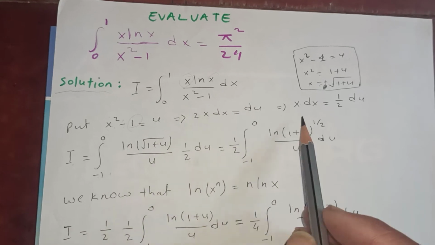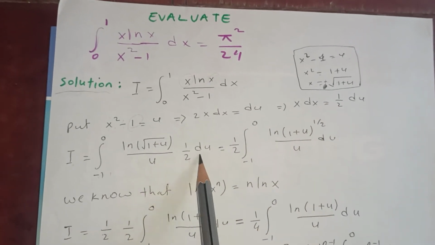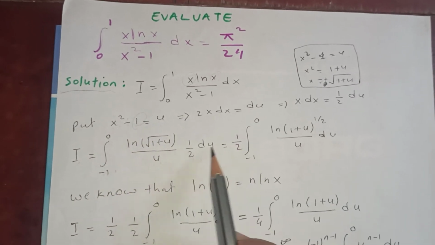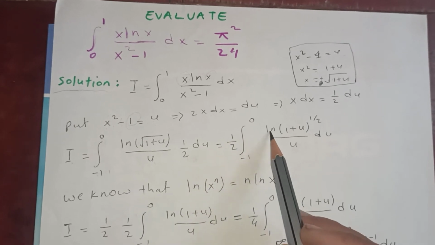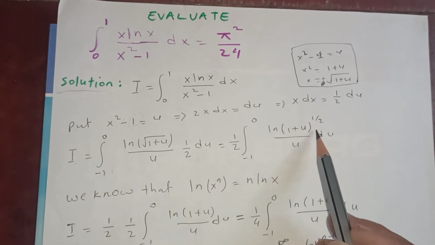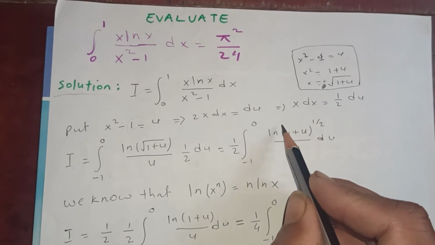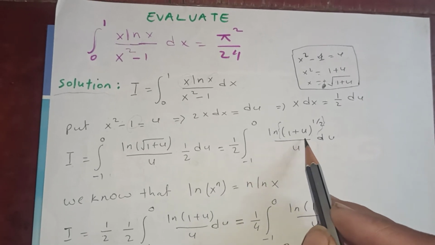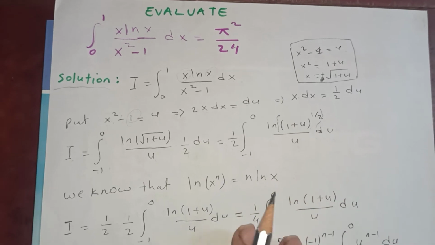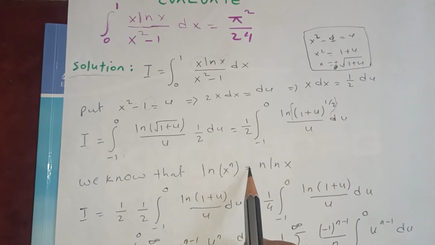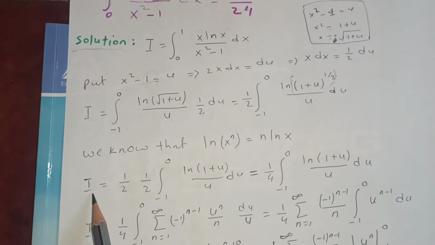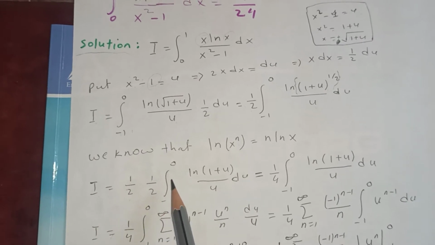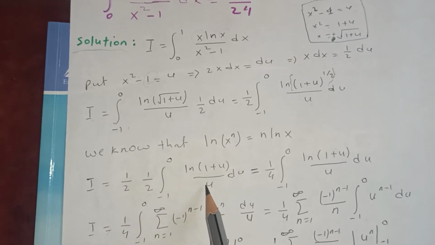And x dx is what? x dx is 1 by 2 du. And x squared minus 1 is u. So 1 by 2 is a constant, so 1 by 2 integral from minus 1 to 0. The log of this square root is nothing but 1 plus u to the power 1 by 2, under the log. So log of 1 plus u to the power 1 by 2 upon u du. And by using that log of x to the n is n log x, therefore I is equal to 1 by 2, and this 1 by 2 coming here, because of the constant, so 1 by 2 times 1 by 2 integral from minus 1 to 0 of log of 1 plus u upon u du.